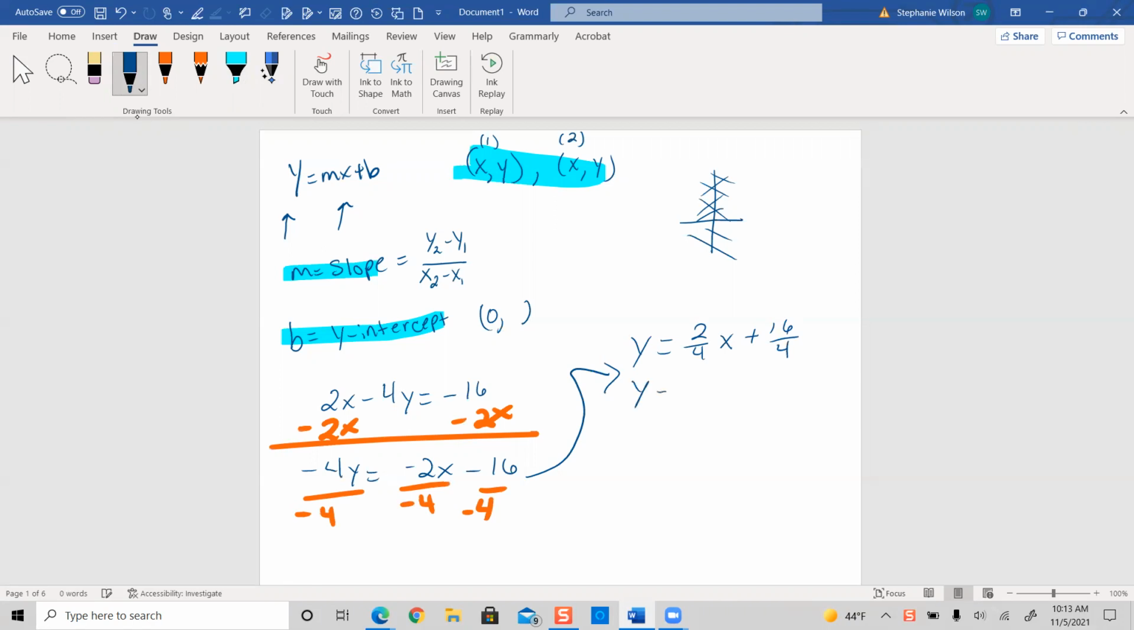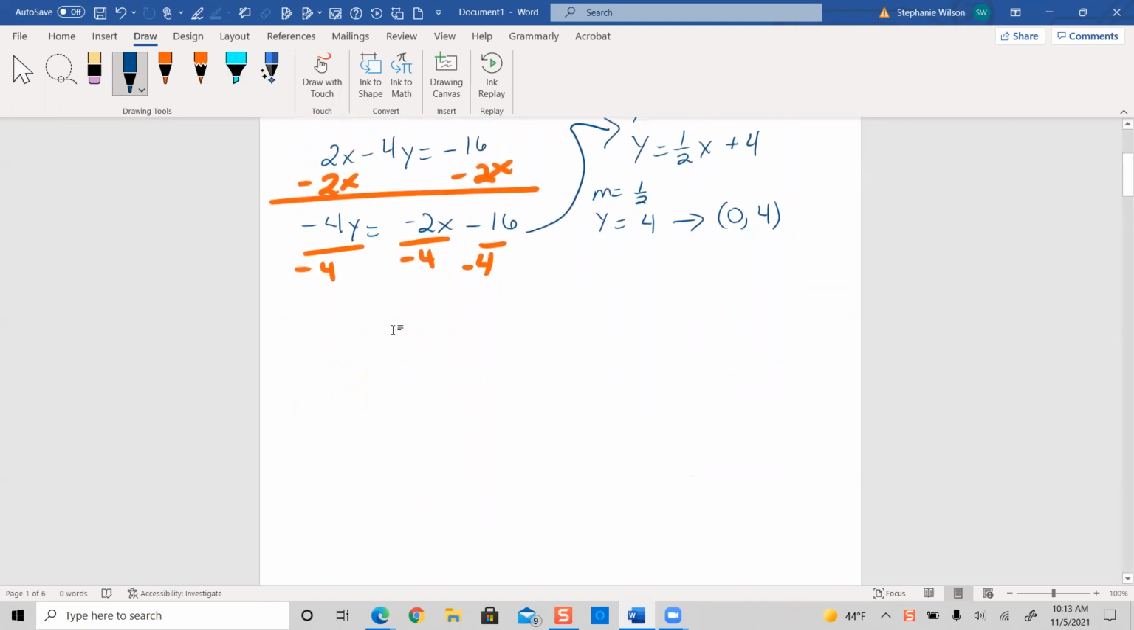So let's reduce this. 2 and 4 reduces by 2, leaves me with a half. And 4 goes into 16 4 times. So now I know my slope is a positive half. My y-intercept is a positive 4. My ordered pair for the y-intercept is (0, 4). So now let's graph our line. I'm going to draw this as best I can.